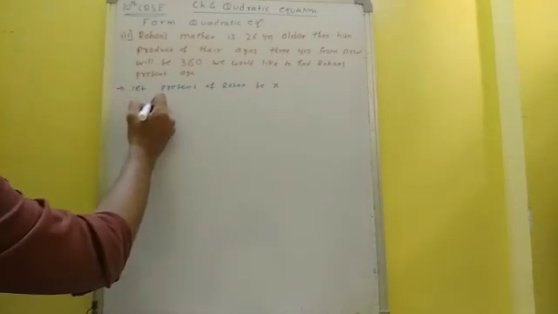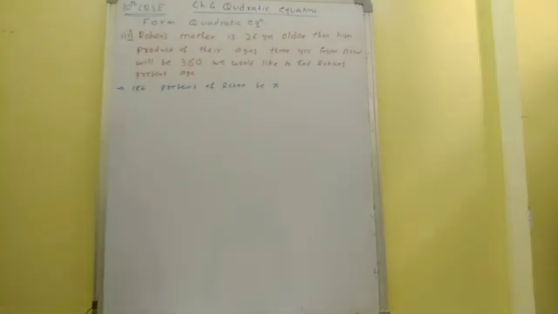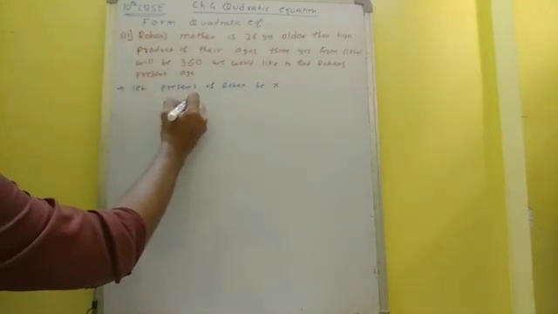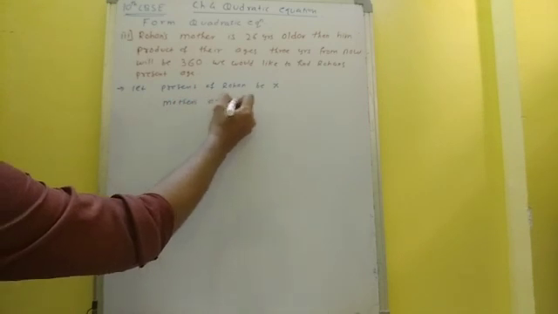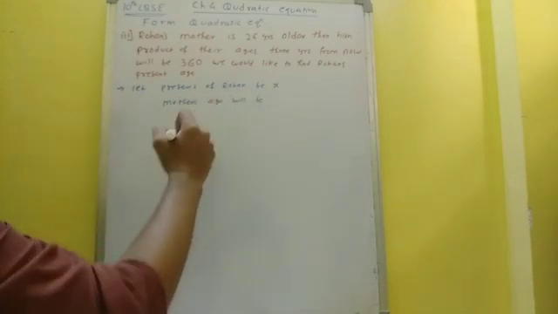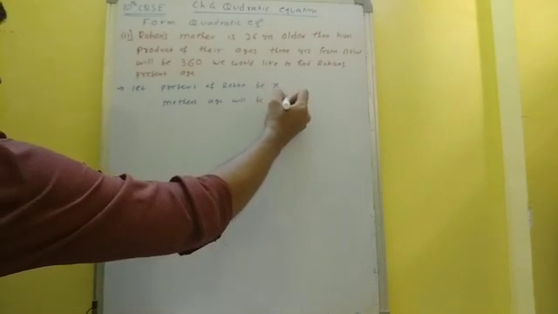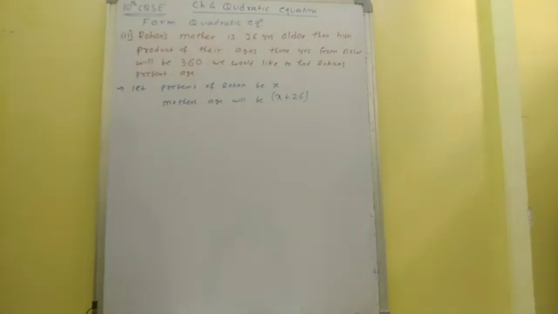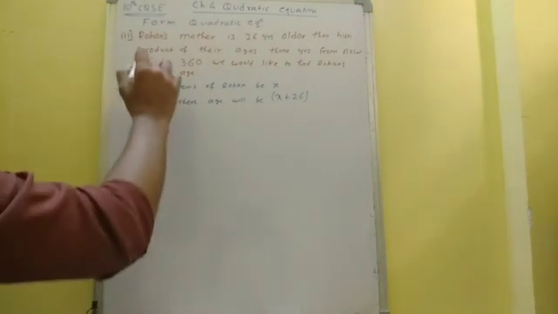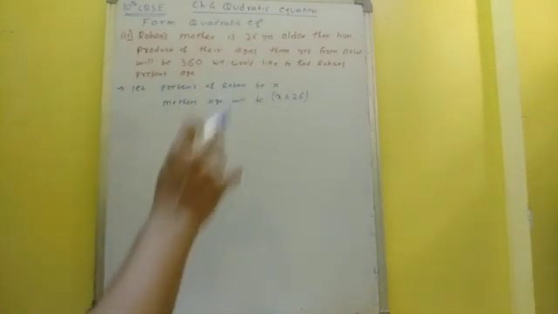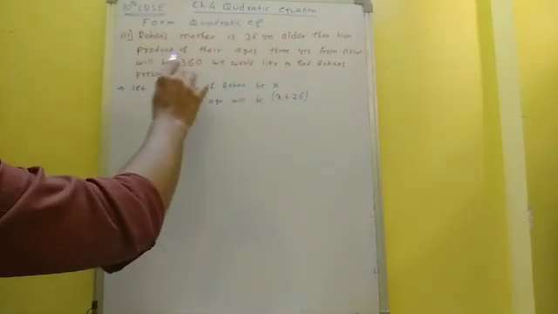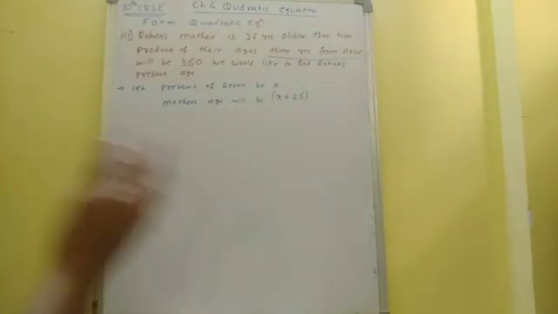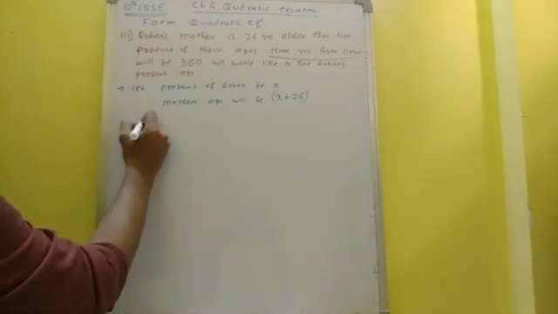Therefore, mother's age will be x plus 26, as she is 26 years older than Rohan. Now, product of their ages, just multiplied. But wait, what is given? Product of their ages 3 years from now. That means 3 years later.